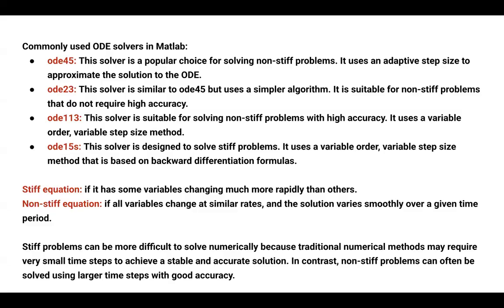The next solver is ODE113. Again, it solves non-stiff problems with high accuracy. It is more accurate than ODE45. It uses a variable order, variable step size method. These are the underlying mathematics of these ODE solvers. Now we have ODE15s. Whenever you have this s term, it means it is used for solving stiff problems, like I said earlier, when you have variables with varied behavior with respect to the independent variable. In these cases, you can use ODE15s. It uses a variable order, variable step size method based on backward differentiation formulas. This is the underlying mathematics behind it.